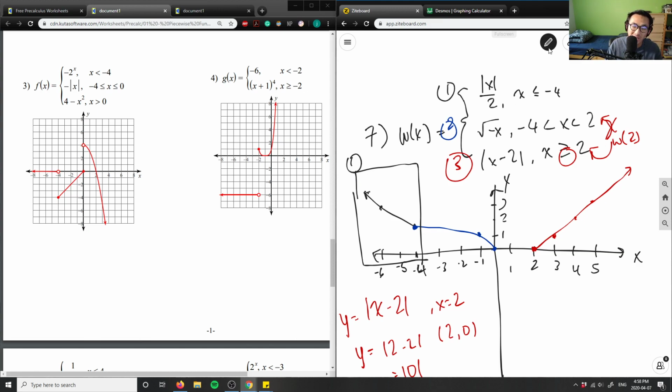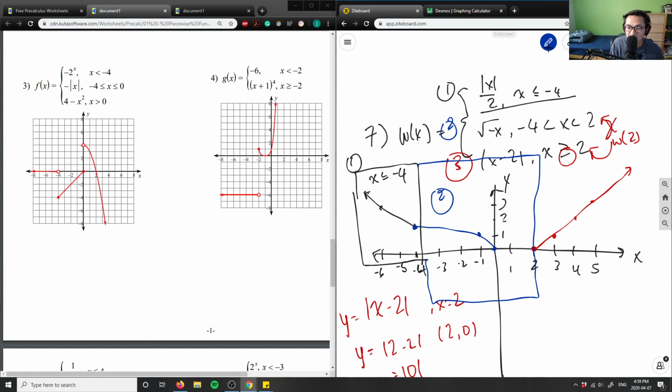It's going to be this function if x is less than or equal to negative 4, right? The absolute value of x divided by 2 is number 1. Number 2 would be my square root function, right? I did a square root function. Actually, it encompasses the gap as well. So this is number 2, and this is this negative x between negative 4 and 2, right?